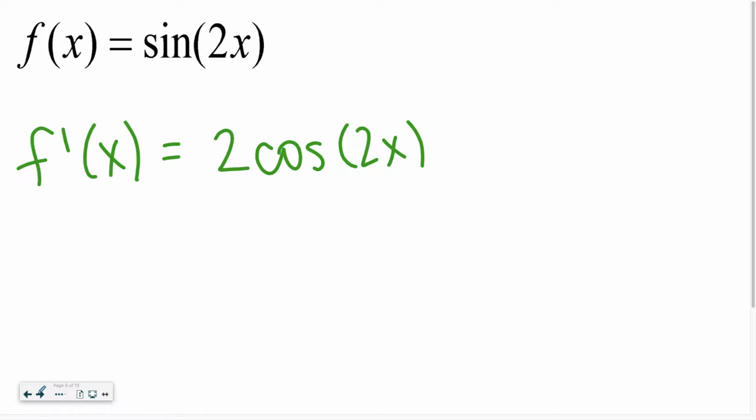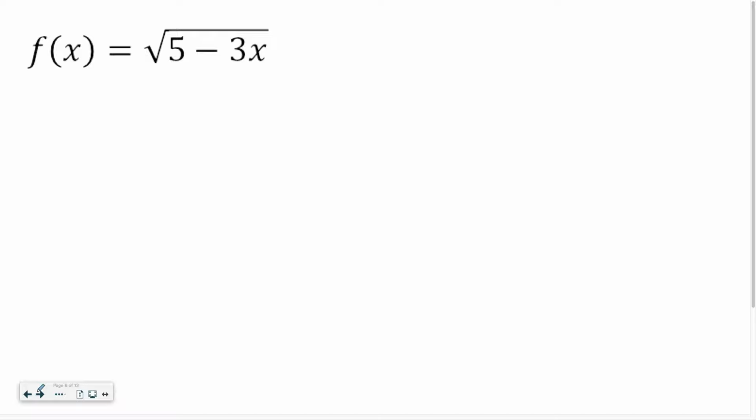I'm good at this now. I know you like that notch, but I don't know. I'm not saying you have to know how to take this derivative right now. I'm going to walk you through it.